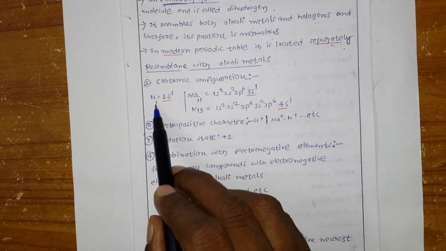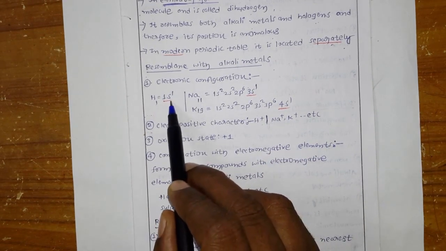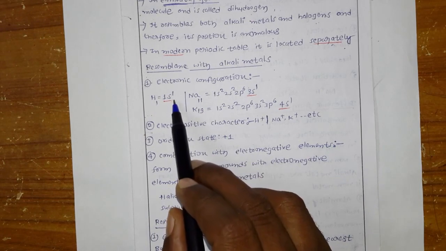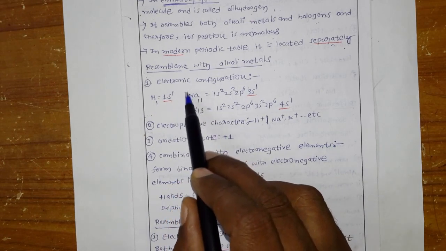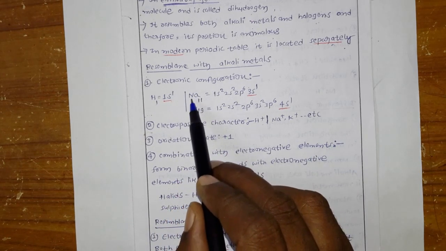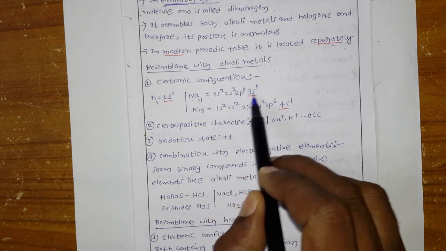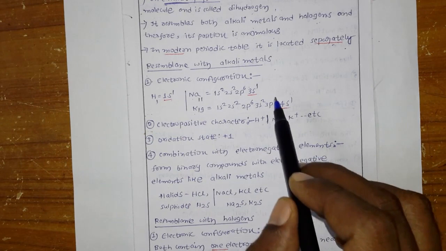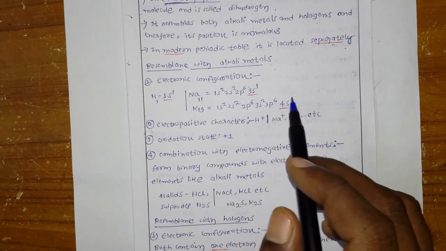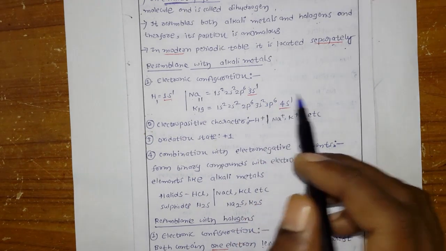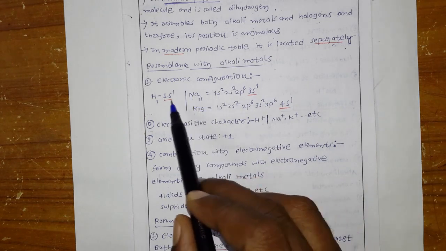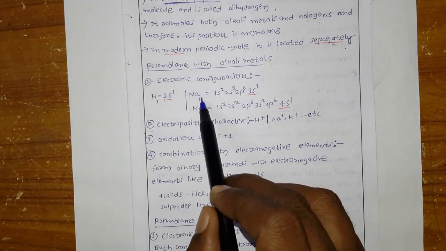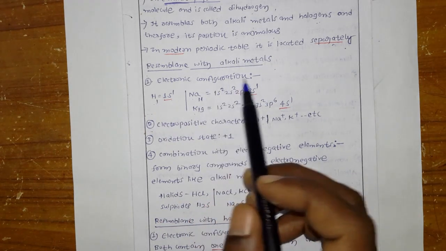So first, electronic configuration. When you look at the electronic configuration of hydrogen, it is 1s1, and it is very similar to the electronic configuration of the remaining alkali metals. For sodium it is 1s2, 2s2, 2p6 and 3s1, and for potassium it is 4s1. So the general electronic configuration we can write as ns1. So ns1 is common for hydrogen and sodium, which is one kind of similarity with the alkali metals.